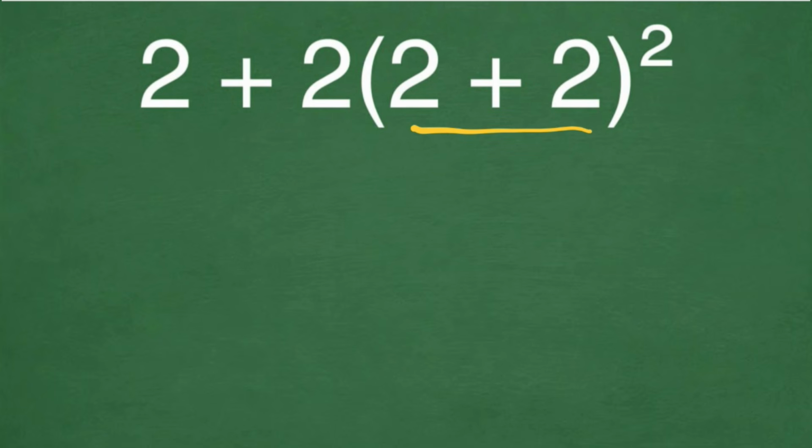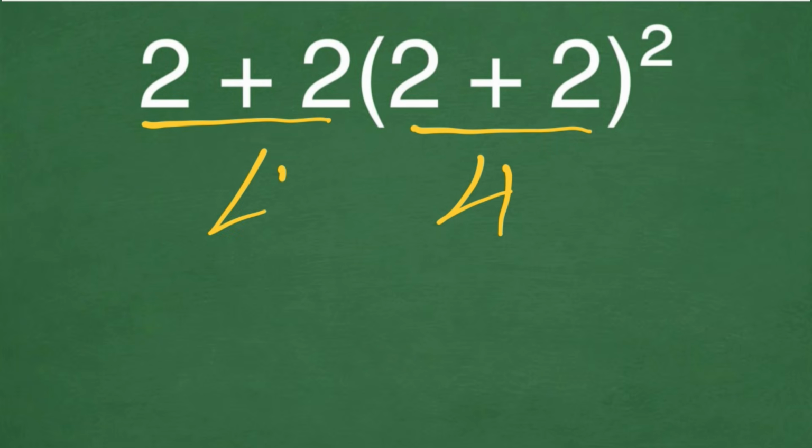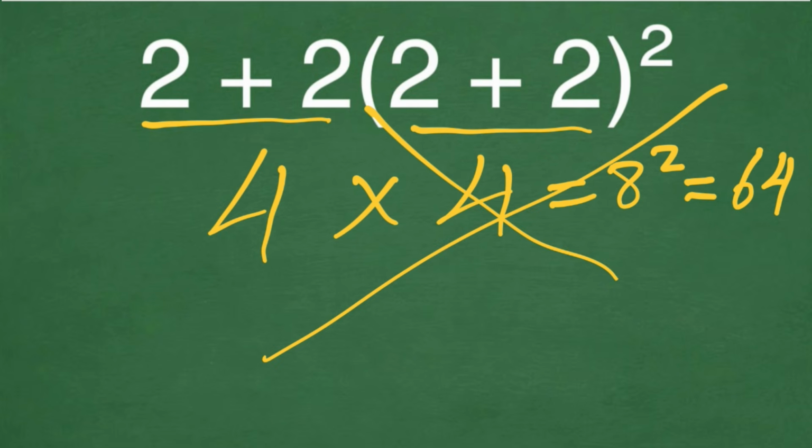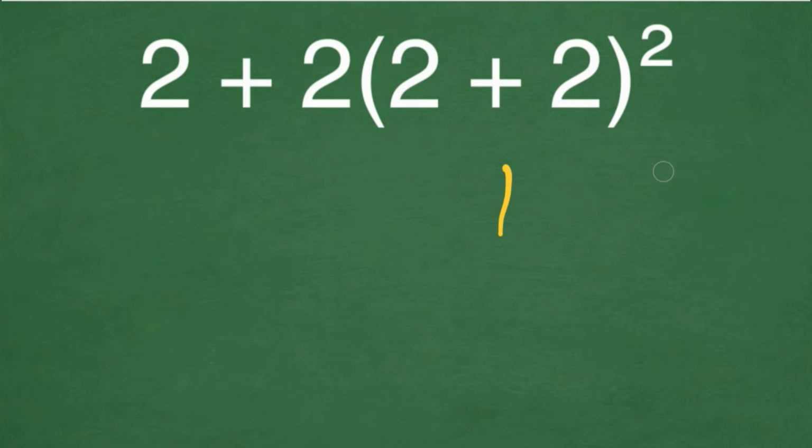2 plus 2 is 4, and here we have 2 plus 2, and that gives us 4 again, and 4 times 4 is 8, and 8 squared is 64. But this answer is wrong, and some people solve this problem differently.